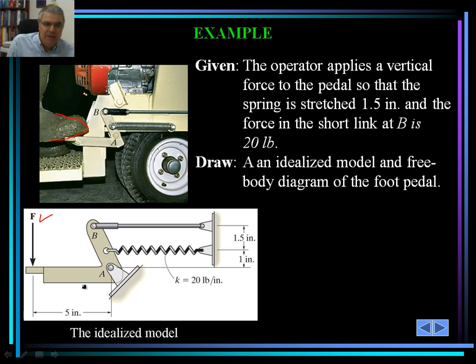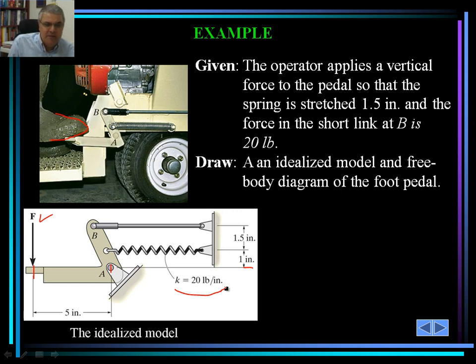The length of the pedal from the point the force is applied to point A is also shown as 5 inches, very important information. And the distance between point A and B is also shown here. Point A is down here. If you continue this, the vertical distance would be 2.5 inches: 1 plus 1.5, that'd be 2.5. The stiffness of the spring is also shown here.